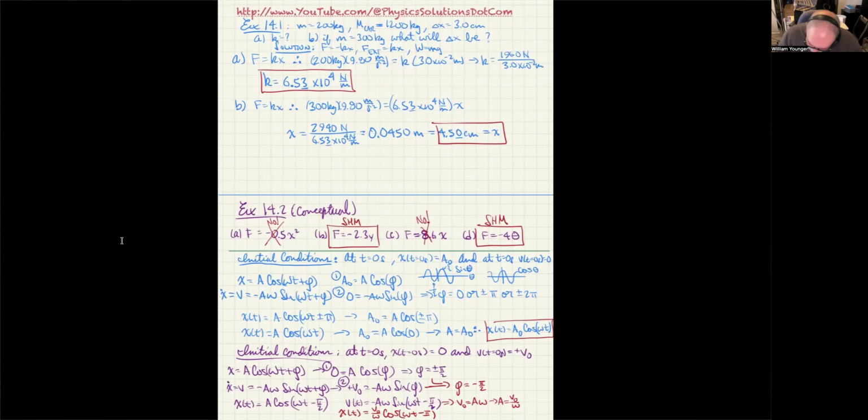And it's obviously not writing very well at that low of an angle, so I'll write it over here. x of t is equal to v0 over omega times cosine of omega t minus pi over 2. And that's the solution that we get specifically for this second set of initial conditions. Hopefully that helps you a little bit.